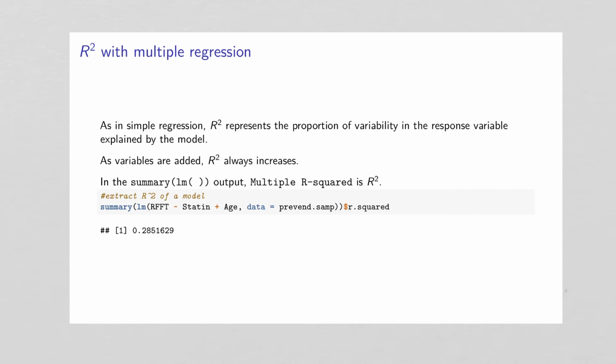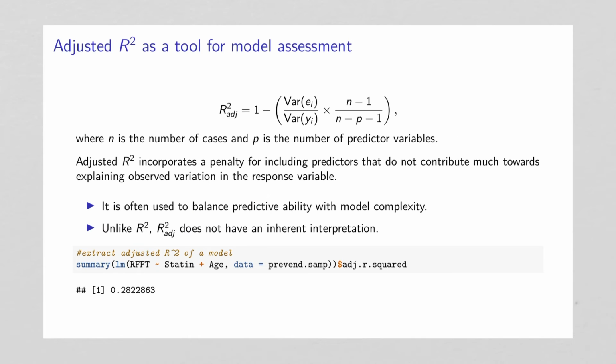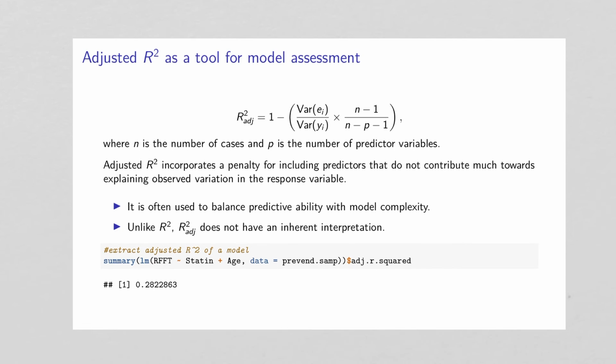Okay, so we have our summary to get the R squared. So 28% of the variability, hint for the final exam, 28% of the variability in RFFT can be explained by statin and age. What explains the rest of it? Probably other variables. Gender, there's association between gender and cholesterol, your height, your weight, your BMI, things like that, right? So remember R squared, remember the formula for that.